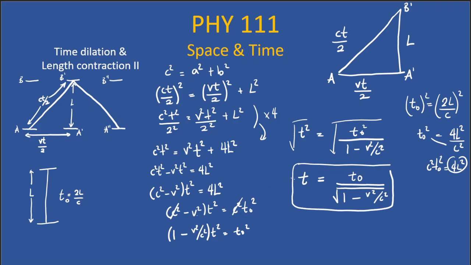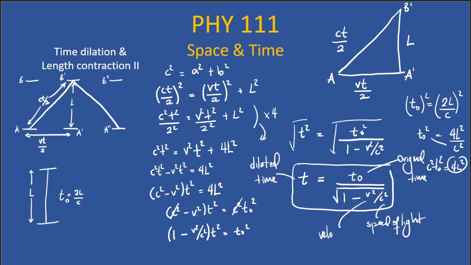T is the new dilated time, and t is always going to be more than t naught. T naught is the original time. C is the speed of light. And v is the velocity that the spaceship or the astronaut or the subatomic particle is traveling at. So that's what we have.